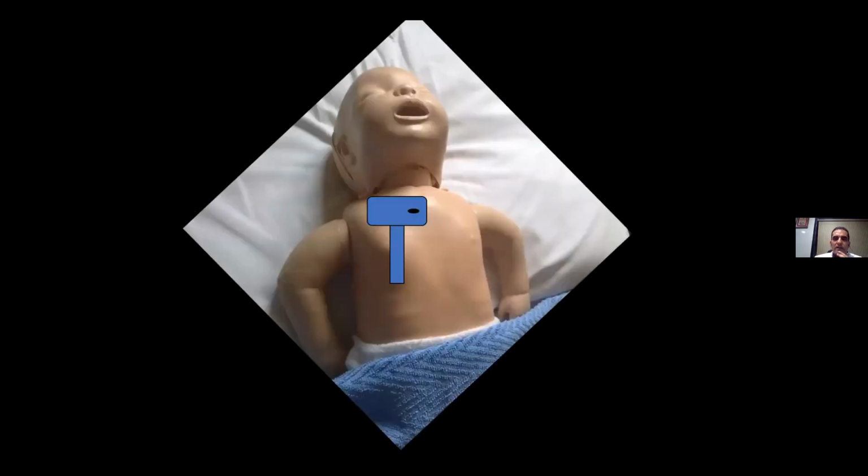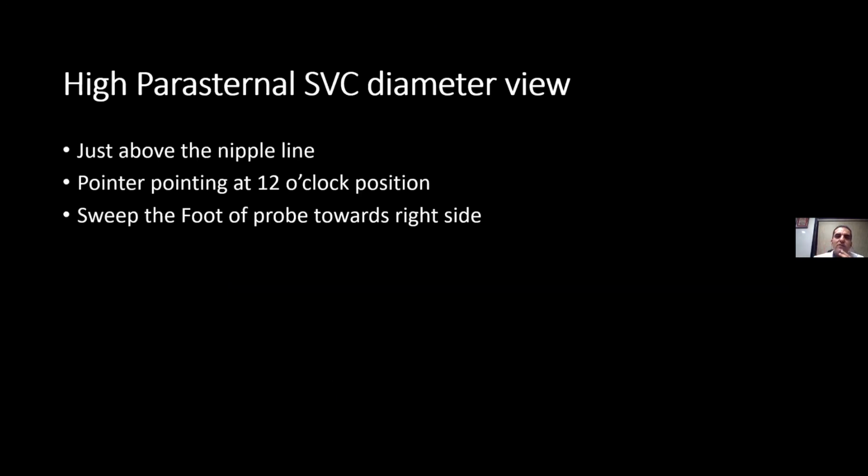For the right subclavicular view, the probe is right subclavicular and the pointer is again pointing at the 3 o'clock position. You will see the SVC coming from up downwards, but this is a bit difficult view. So instead of that, we'll go for the subcostal view. But to calculate the diameter of the SVC, we use a high parasternal view. It is just above the nipple line. The pointer is pointing at the 12 o'clock position, and then you have to sweep the foot of the probe towards the right side.